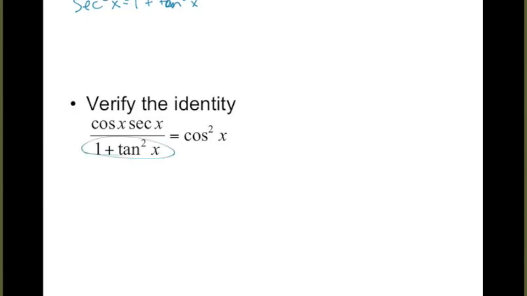I'm going to take that 1 plus tangent squared, and I'm going to replace it with a secant squared. I'm not going to make any other changes on that stuff. Okay, one step at a time. So one of our strategies is look for things that are in those identities and swap them out. So 1 plus tangent squared is equal to secant squared, so I'm going to swap it out.